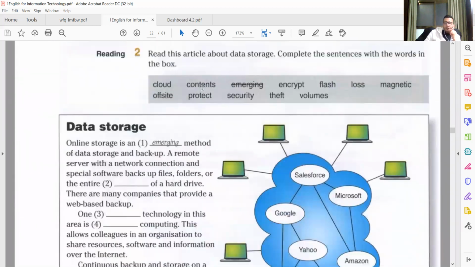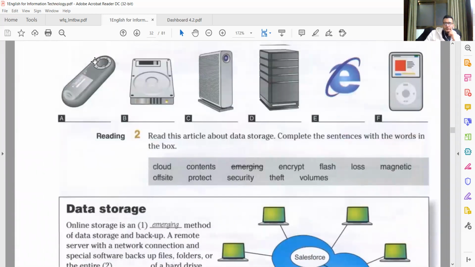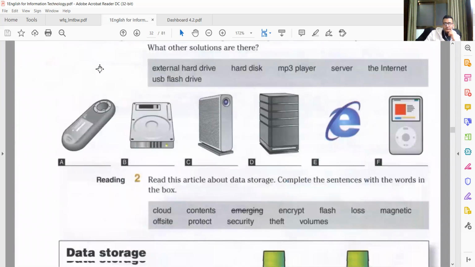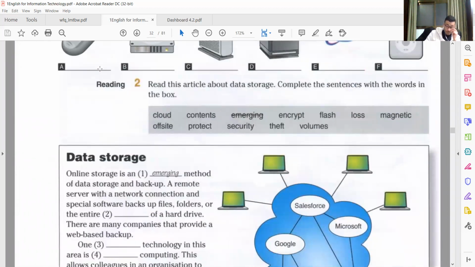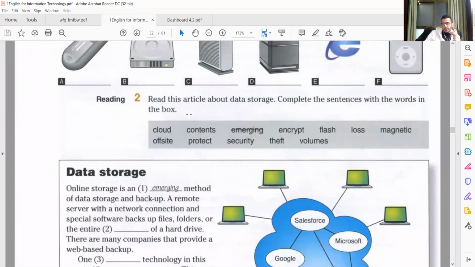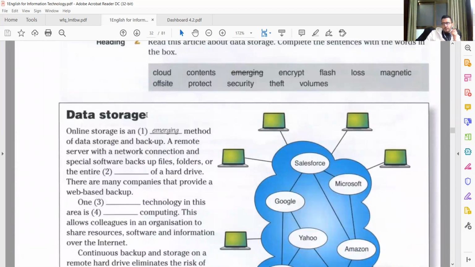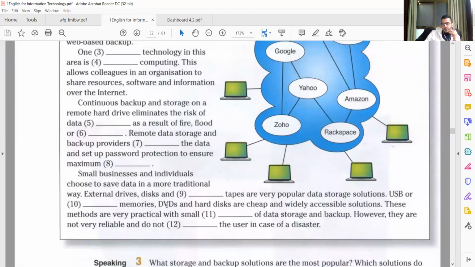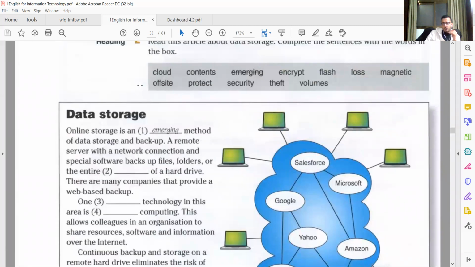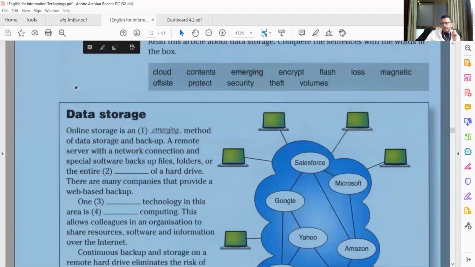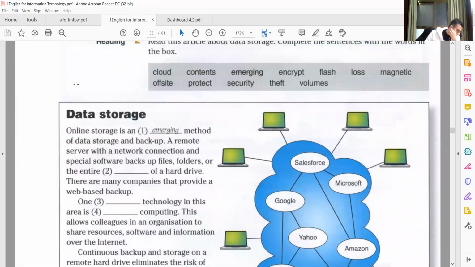Now this is the first homework for this unit. Activity number 2, page 32. Read this article about data storage. Complete the sentences with words in the box. We read this passage and there are 12 blanks. We complete them with the words in the box here. Then we solve it in the book, take a photo, and attach it on the Moodle in the designated place.